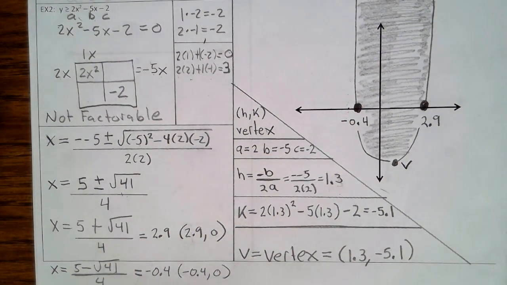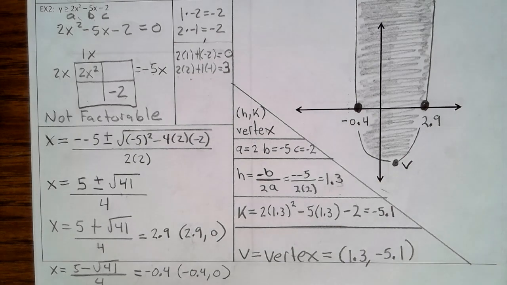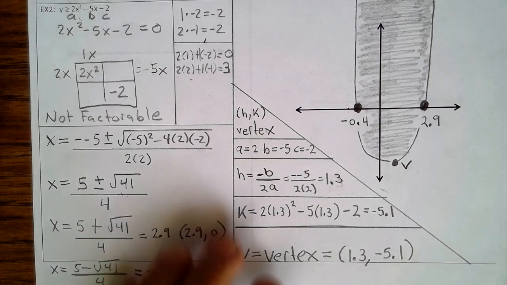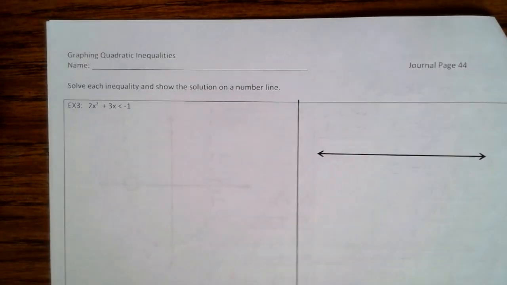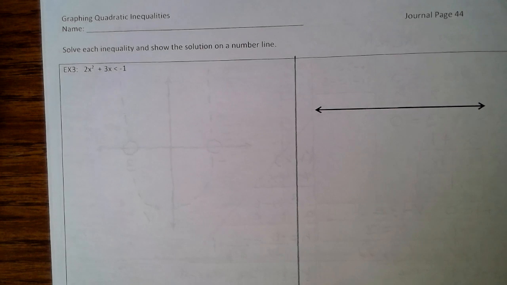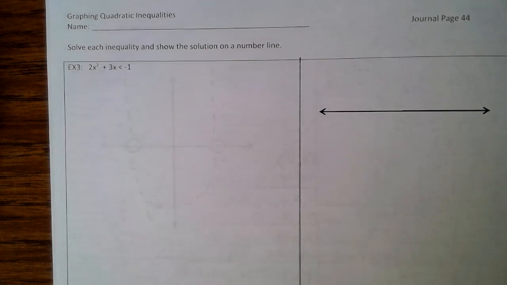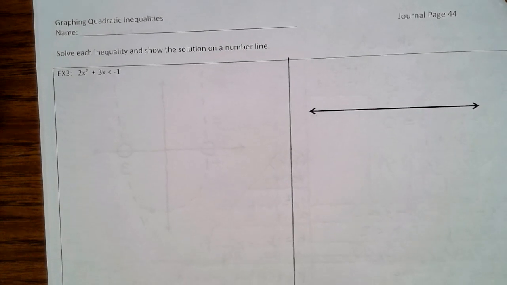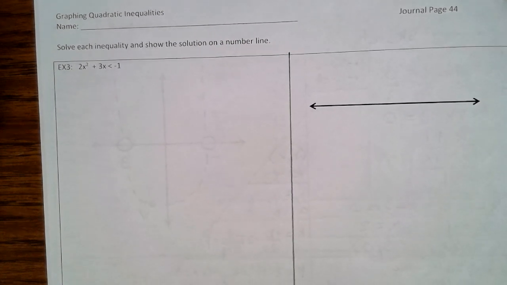All right. Go ahead and finish up example 2. And now we're going to turn the page over. This is one of the rare times we have examples on the back of the page. Okay, example 3. Solve each inequality and show the solution on the number line.